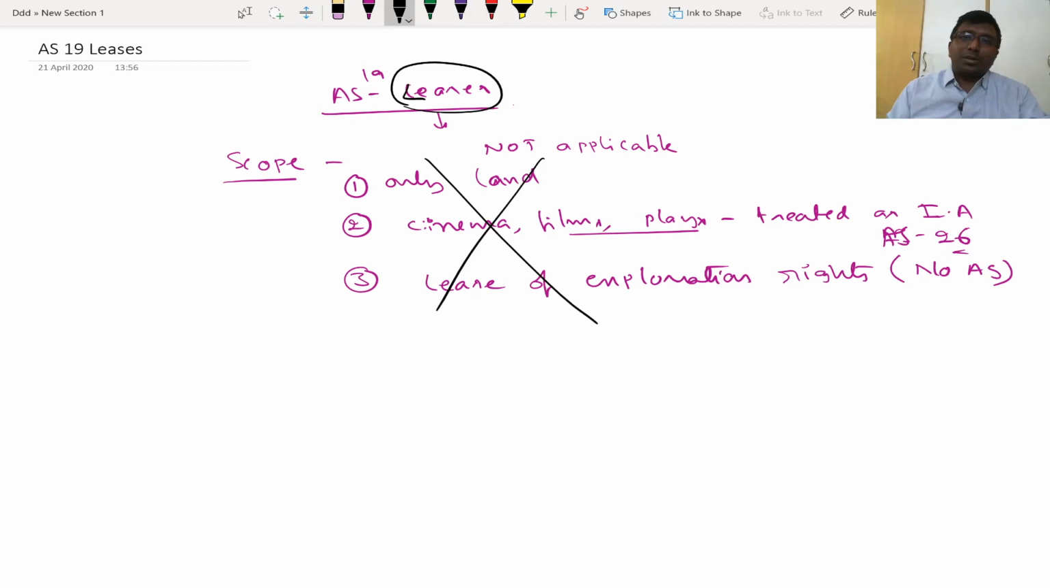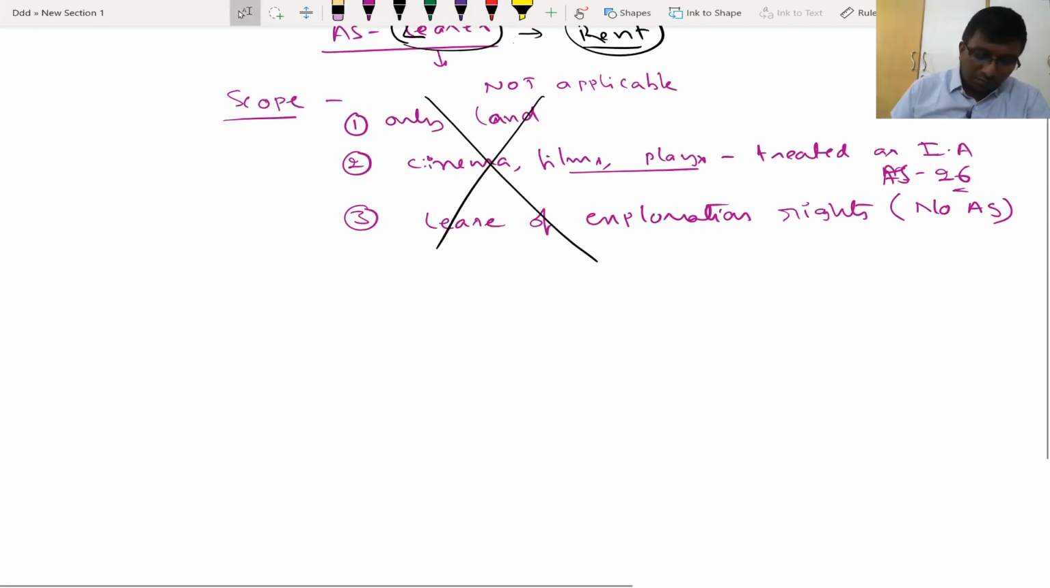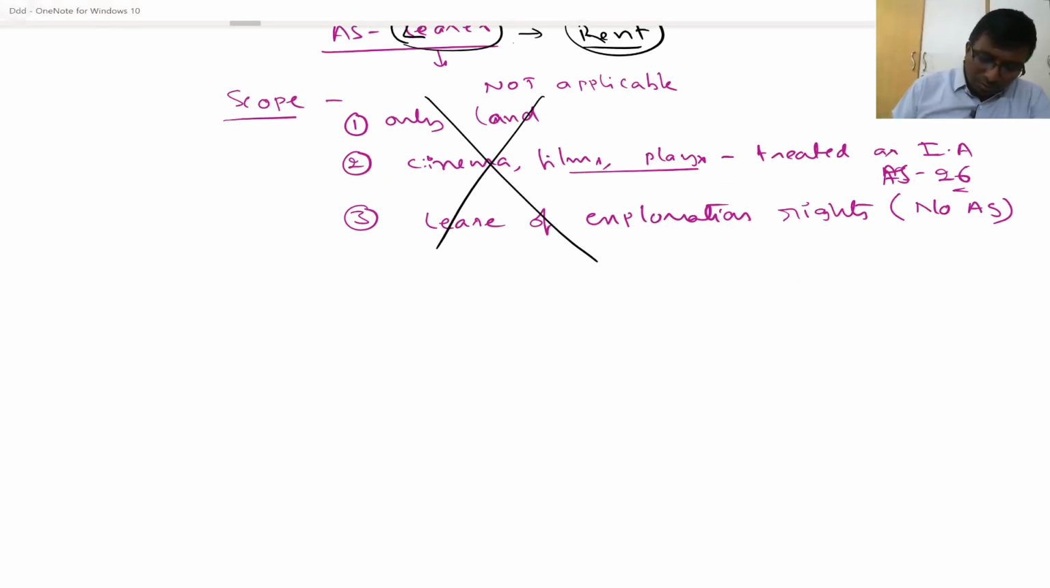Lease is part and parcel of my syllabus, Accounting Standard 19. Not only lease alone, even rent is part and parcel of Accounting Standard 19. Lease is covered here, rent is covered here. Both are covered by my standard. That you first remember. Lease means not only that lease, it includes everything.